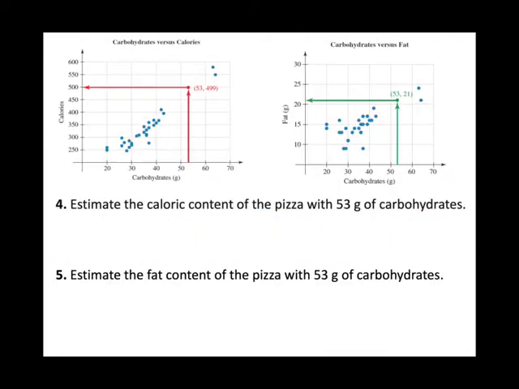Number 4, estimate the caloric content of the pizza with 53 grams of carbohydrates. So 53 grams, somewhere like here, right? We want to go up, and when we hit the points, go to the left. We're going to see this is about 500 calories.